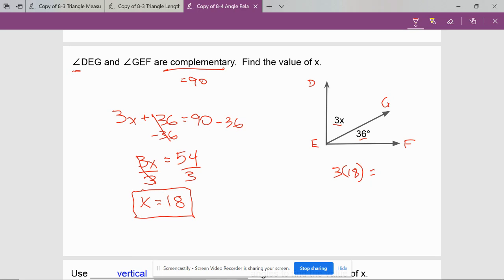Okay? So hopefully that makes sense. Okay, so 3 times 18, so that's 54. So that'd be 54 degrees. Okay? So hopefully that makes a little bit of sense. Okay, let's move on.